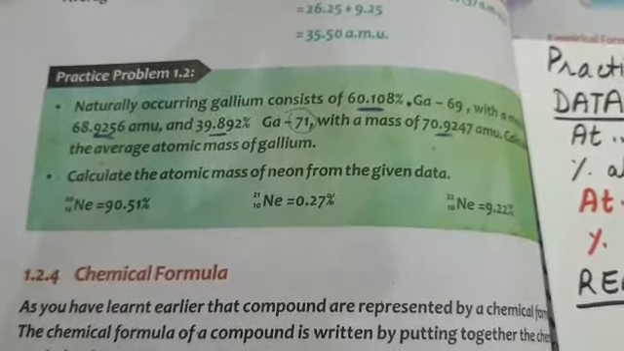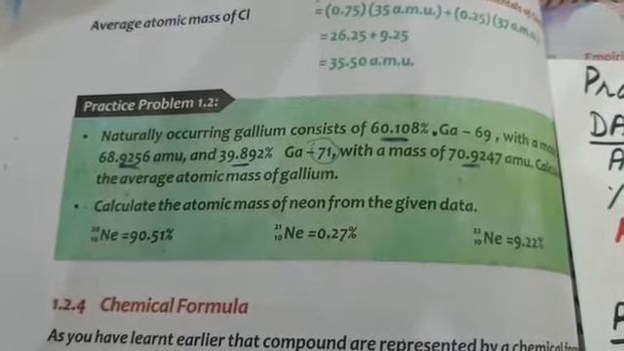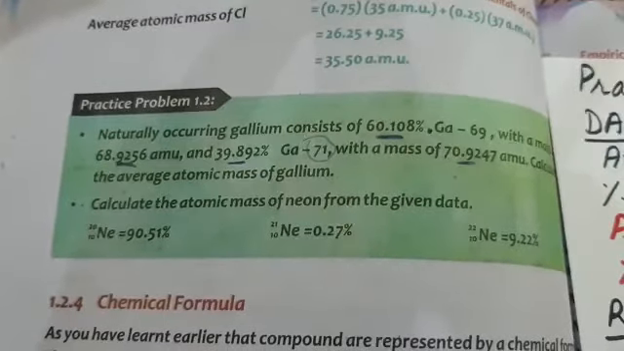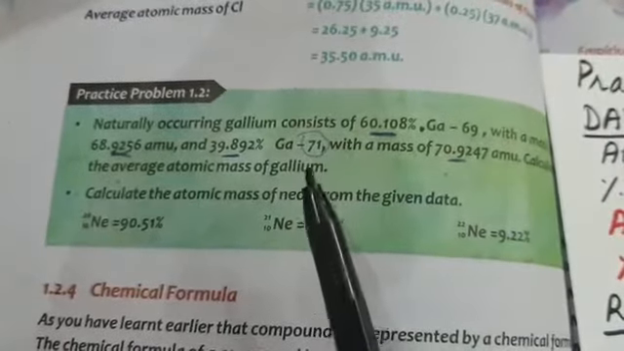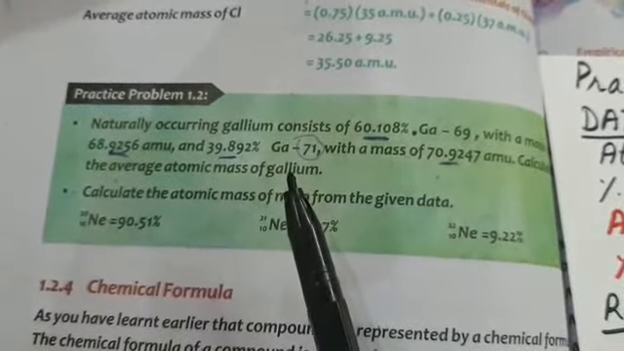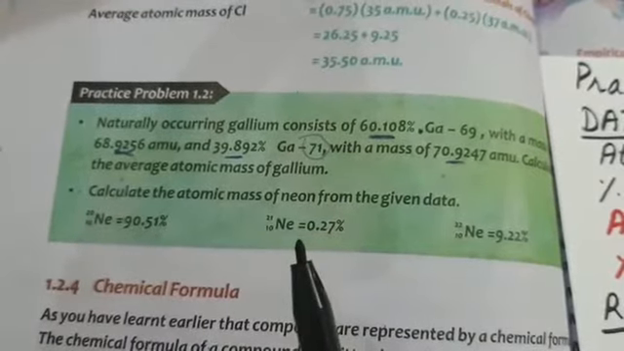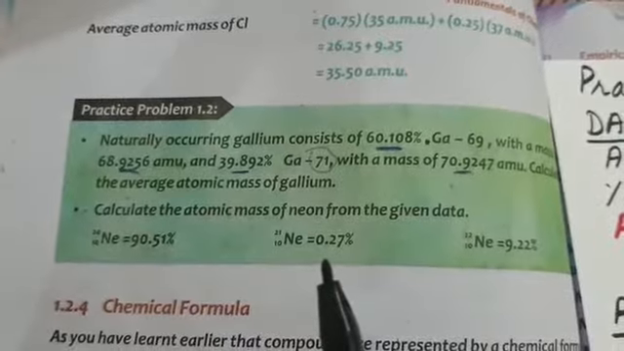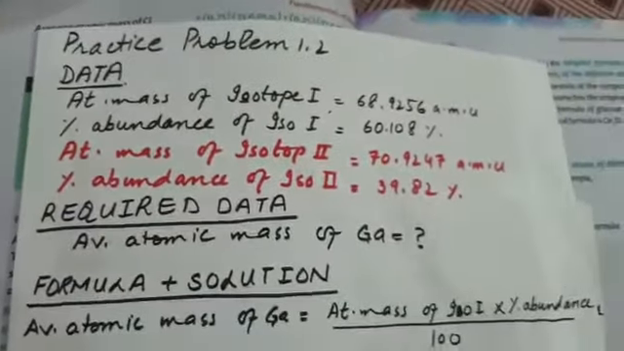In the previous lecture, we discussed the average atomic mass in detail, and today we will solve the numerical on page number 20 of your book, practice problem 1.2. Actually, in this practice problem 1.2, we have two numericals. One is about the average atomic mass of gallium, and in the second numerical, you will calculate the average atomic mass of neon. So first of all, we will calculate the average atomic mass of gallium.